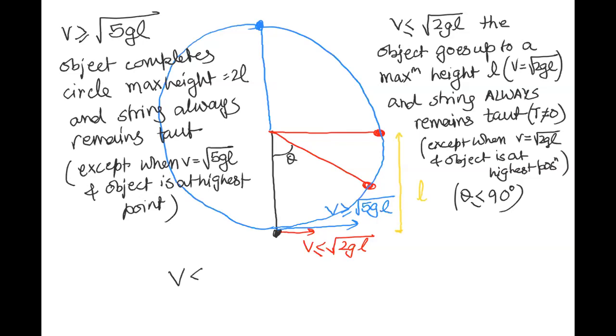What is greater than root 2 GL, but less than root 5 GL?